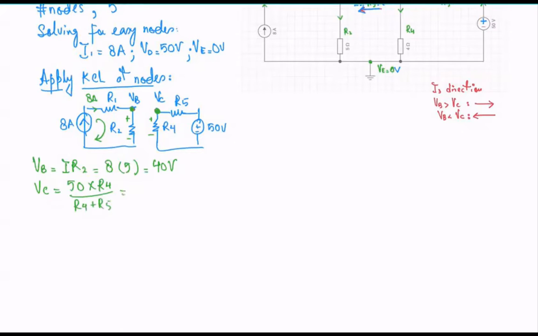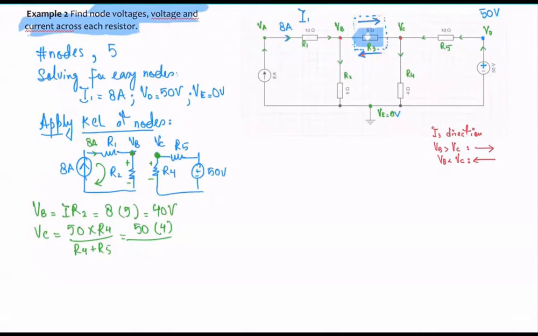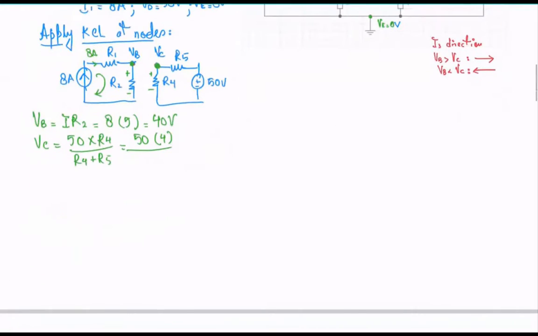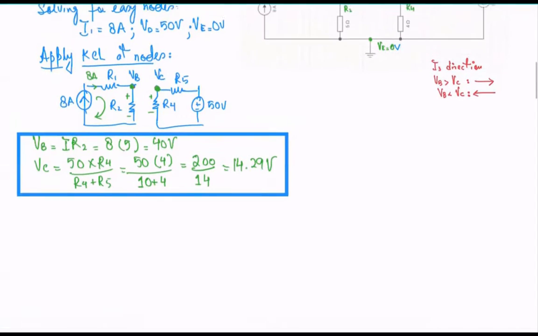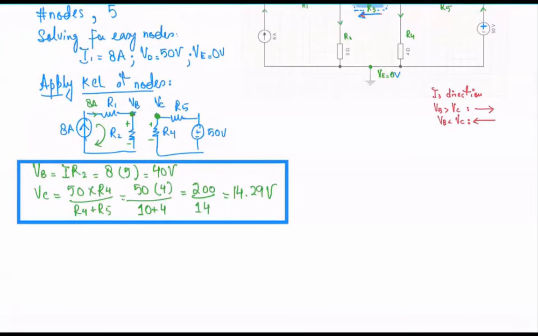Let's plug in the values. 50 is for the VS, R4 is 4 ohms, and R5 was how much? R5 was 10 ohms, correct? So 10 plus 4. Here I get 250 times 4 is 200, divided by 14. If you do the math, you roughly get 14.29 volts. Now remember folks, these are not the exact voltages at these nodes VB and VC. These are just rough estimates.